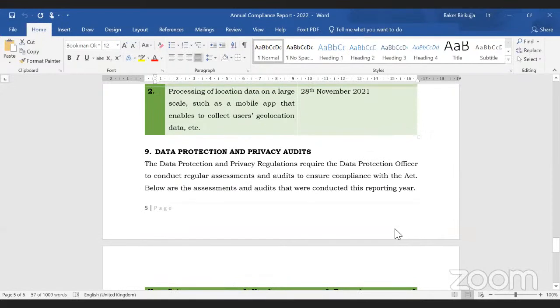The other area is the data protection and privacy audits. As you may be aware, the law requires every data protection officer to conduct assessments or audits to establish the level of compliance with the law. These audits are not just about the law, because we have policies, ones that we've just talked about, so they should speak to that, to establish the level of compliance of your organization.